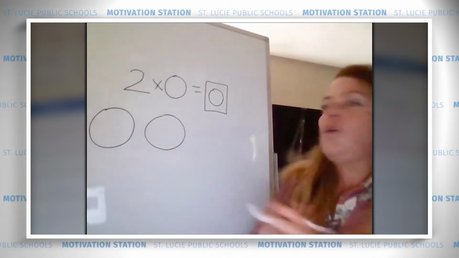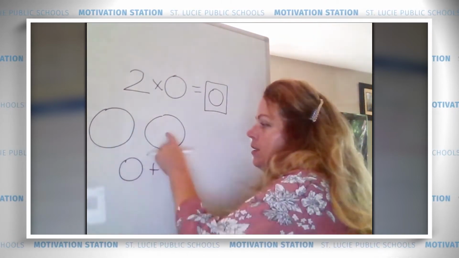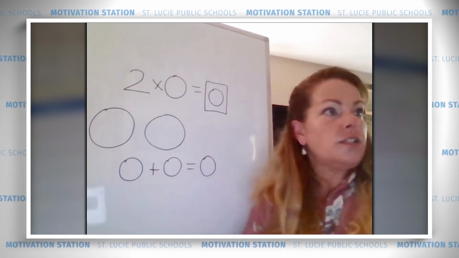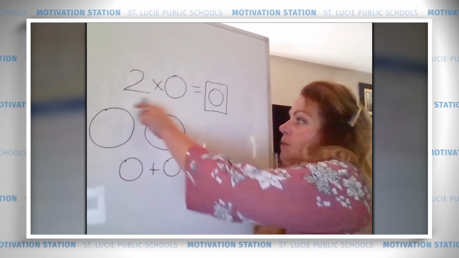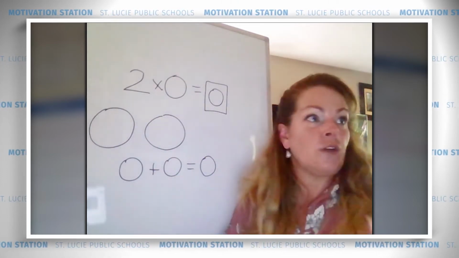All right, so how would I write that as an addition? 0 stars plus 0 stars equals 0 stars. And then there's my multiplication equation. 2 groups of no stars equals 0 stars.